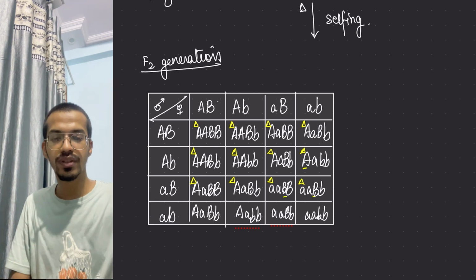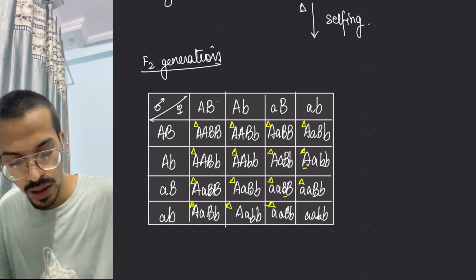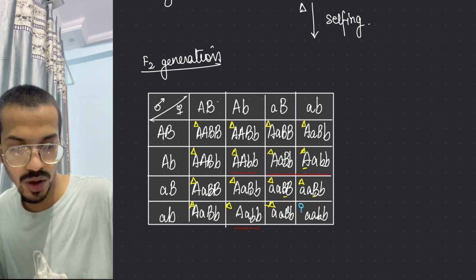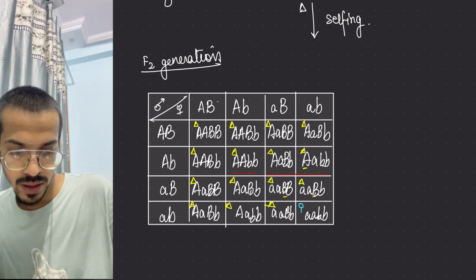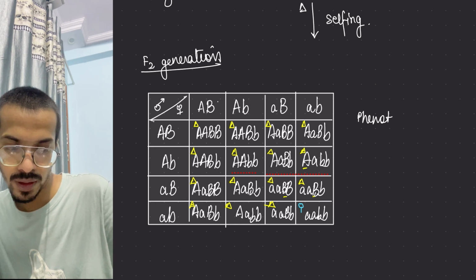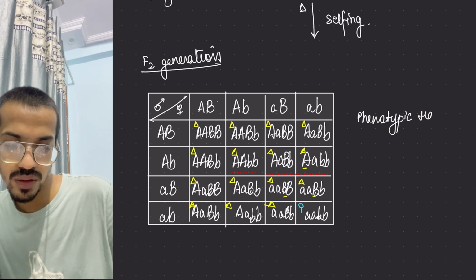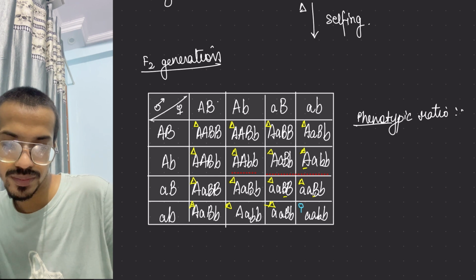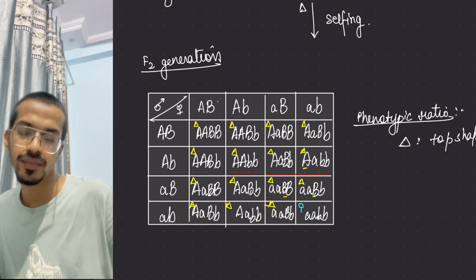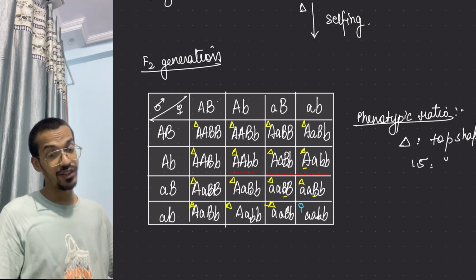So which do not have? The last one. So this will only be the top shape. So the phenotypic ratio that we're going to be concerned about in each of them, the phenotypic ratio of triangular versus top shaped, is 15:1. So this is about the duplicate genes.